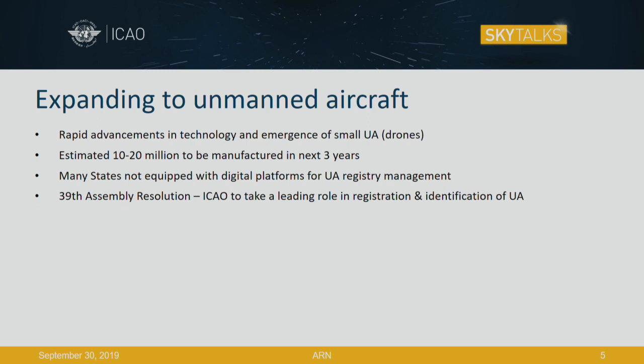Going back a few years now, at the 39th Assembly, there was a resolution for ICAO to take a leading role in the registration and subsequent identification of UA. And so that's where this work has now dovetailed with the original work of the Aircraft Registration Network for OPS and for big metal aircraft, as we'll call them. How does that affect the ARN?